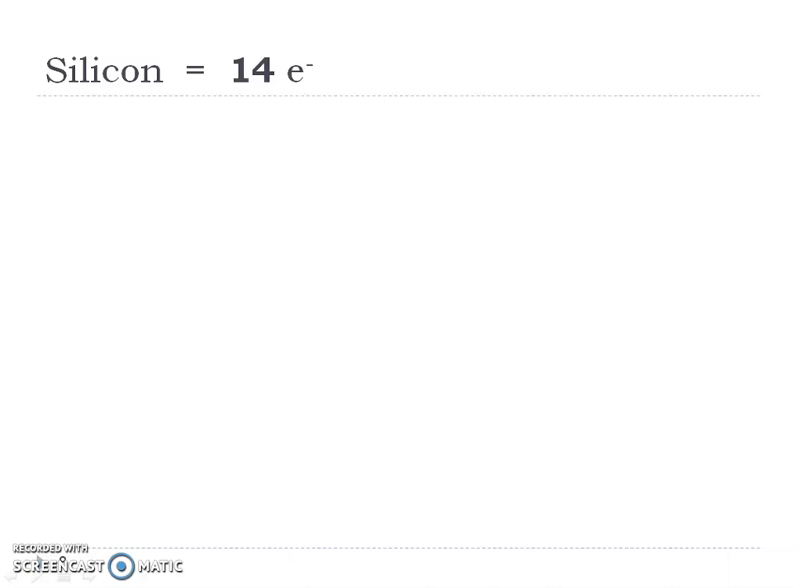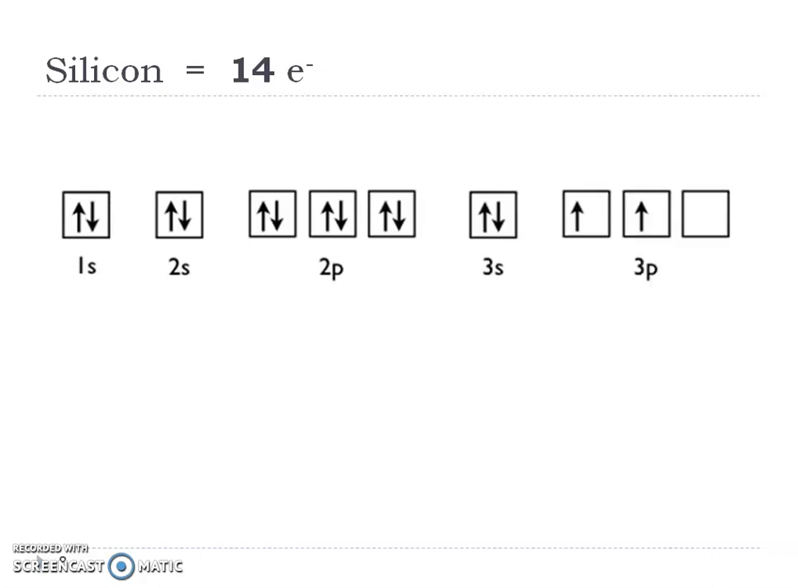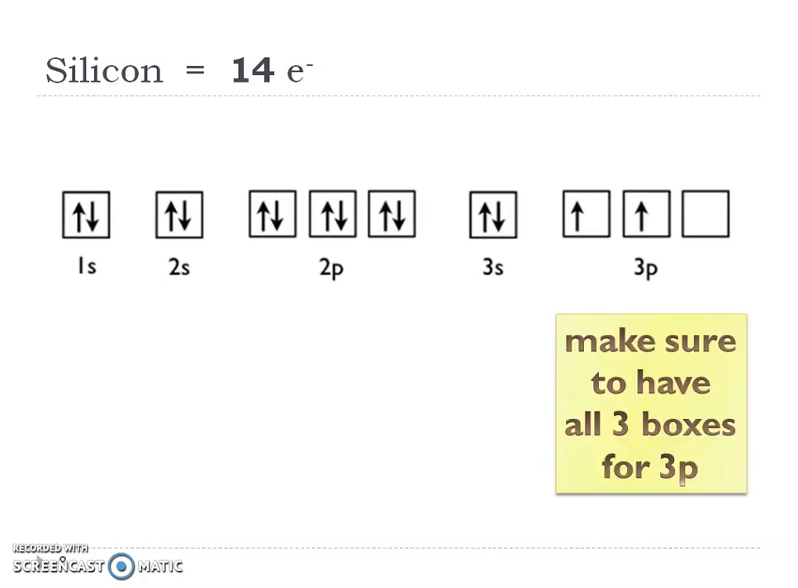Okay, 14 electrons for silicon. You should have drawn, again, 1 box for 1s, 1 box for 2s, 3 boxes for 2p, and at the moment they're all filled up. 1 box for 3s, and now for your 3p, notice I drew all 3 boxes even though there's only 2 electrons, and 1 in each box before we would even think about pairing up. So that's what the orbital filling diagram for silicon should look like.